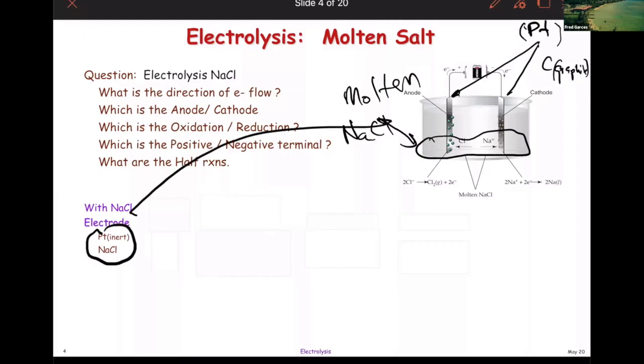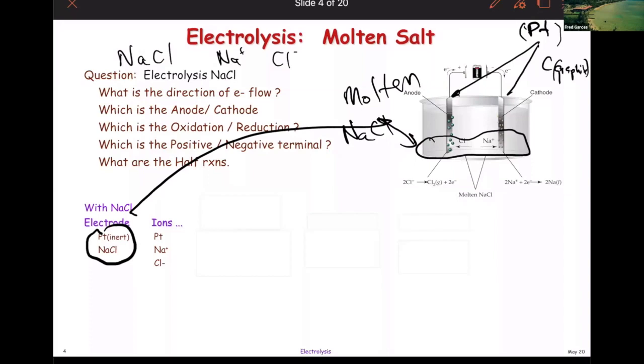Then you have to look at the species, and the species are going to be the platinum metal, the sodium ion, and the chloride ion. And how do you know it's a sodium ion and chloride ion? Because you've got sodium chloride. The sodium chloride is a sodium cation and the chloride anion. It's not sodium solid and chloride gas. In sodium chloride, you've got the ions.